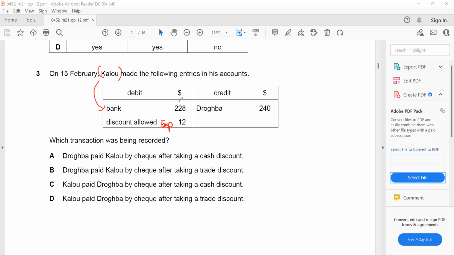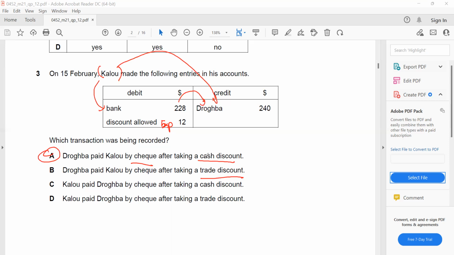So who paid the money? Dokla paid the money to Carlo. Bank means by cheque. Carlo gave the discount. From Carlo's point of view it is a discount allowed, an expense to Carlo. So here, cash discount. The answer should be A.